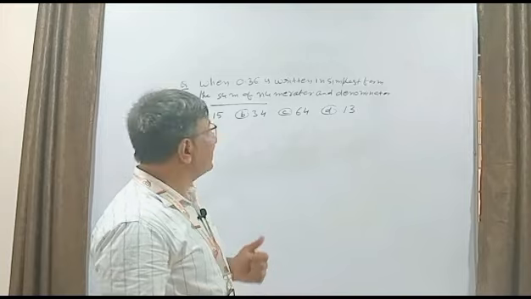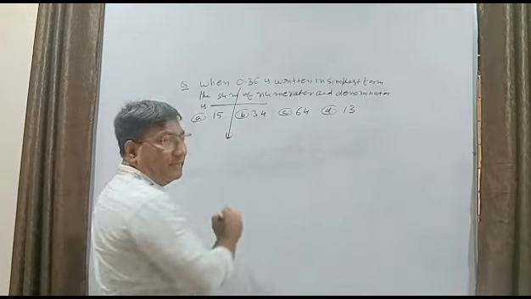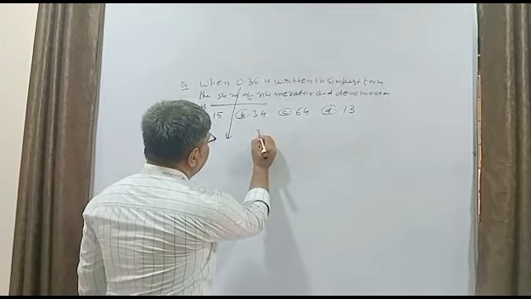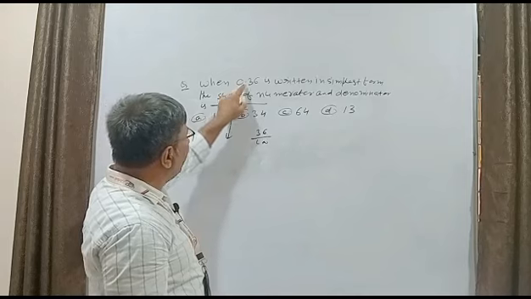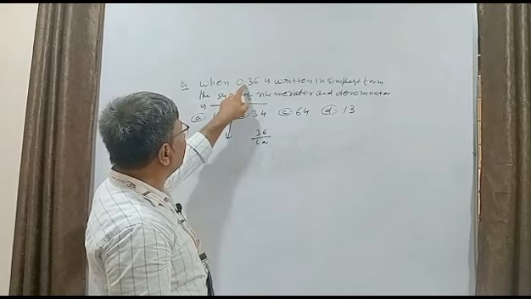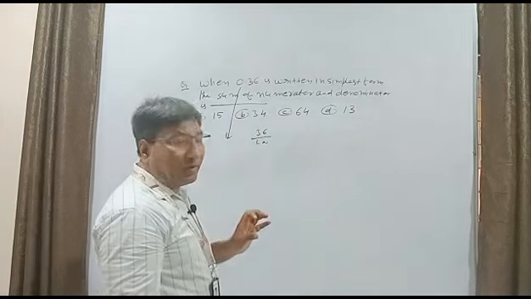So what is the simple concept for this type of question? See, first 0.36. So we can write this as 36 upon 100. So this decimal means what? 1, and after the decimal there are 2 digits, so here 2 zeros. Now simplest form is what?